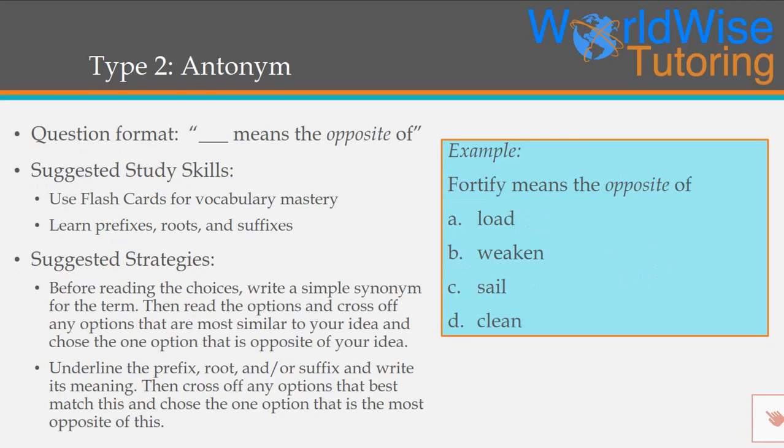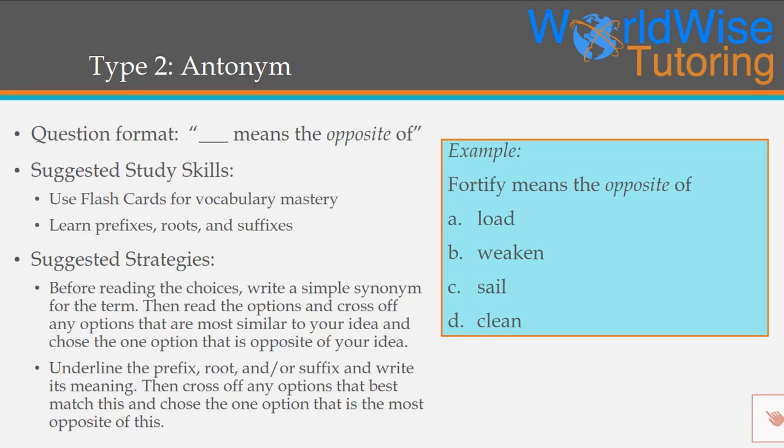The second type of question is an antonym question, very similar to the synonym question. It will give you the word and then it will say "means the opposite of." Just like with the synonym preparation, I suggest that you use flashcards for vocabulary mastery and learn prefixes, roots, and suffixes ahead of time. When actually taking the test, I have 2 strategies that are very similar to the synonym strategies with an added twist.